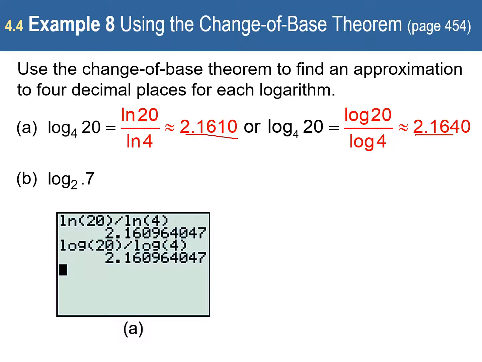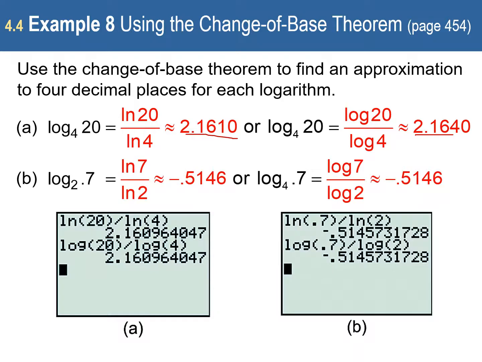Log base 2 of 0.7, we can use natural log of 0.7 divided by natural log of 2, which is negative 0.5146. Or we can use log base 10. So now the log base 10 of 0.7 divided by log base 10 of 2 is minus 0.5146.